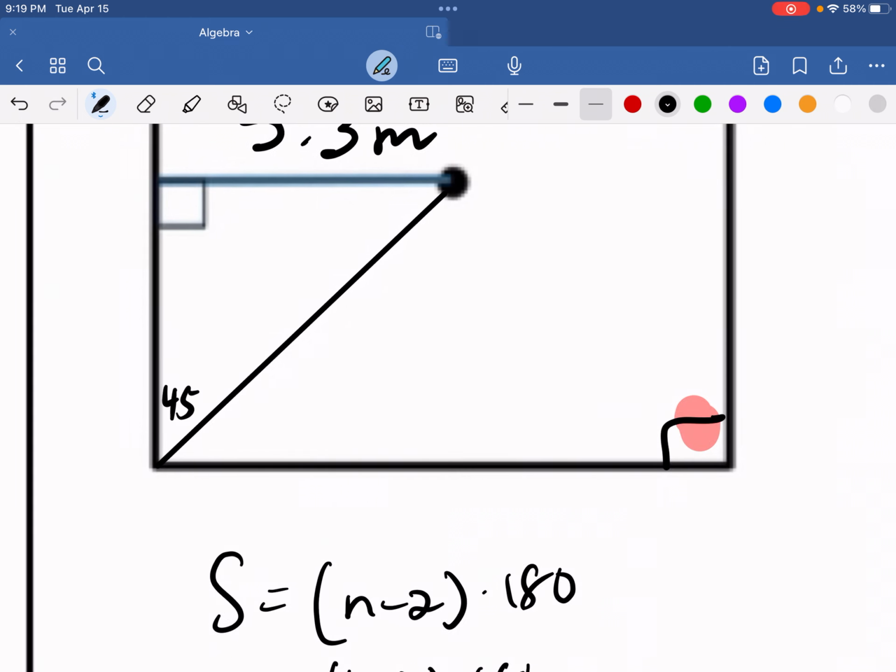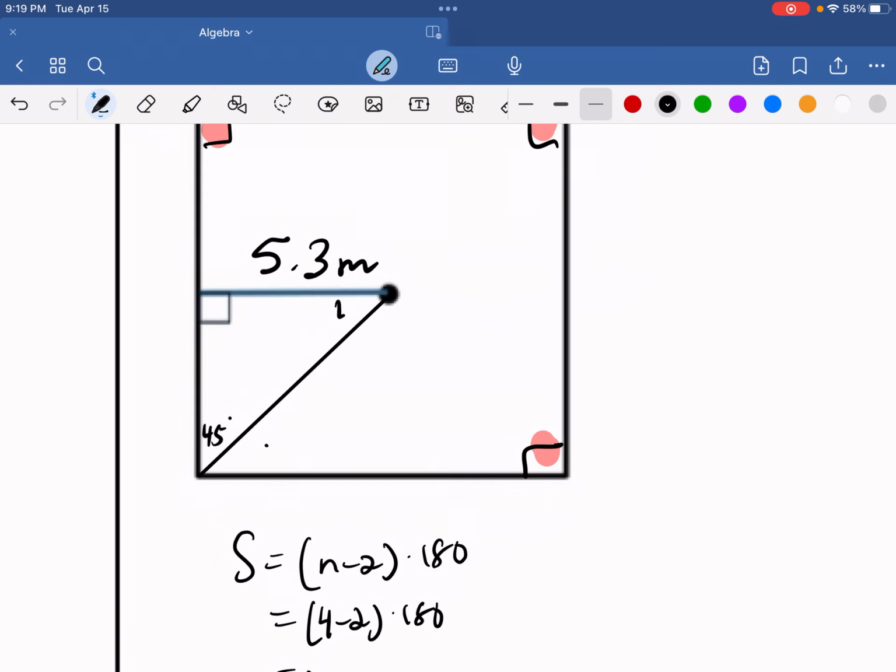So 90 divided by 2 is 45. So they're both 45 degrees. Now I don't care about the one outside the triangle. So this is also 45.